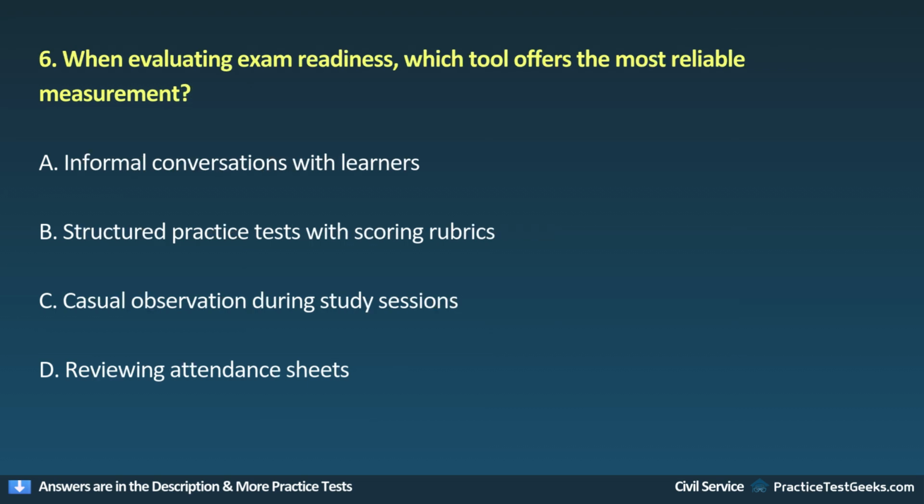6. When evaluating exam readiness, which tool offers the most reliable measurement? A. Informal conversations with learners. B. Structured practice tests with scoring rubrics. C. Casual observation during study sessions. D. Reviewing attendance sheets.